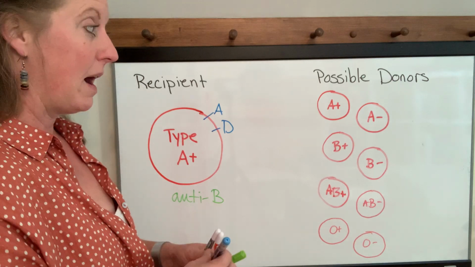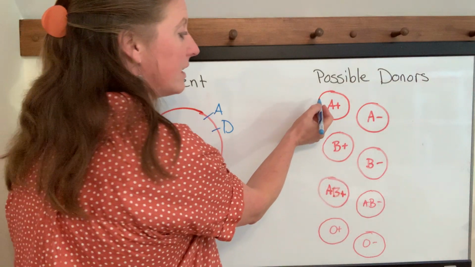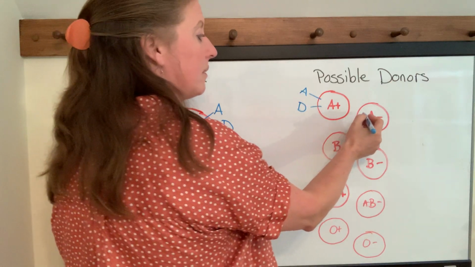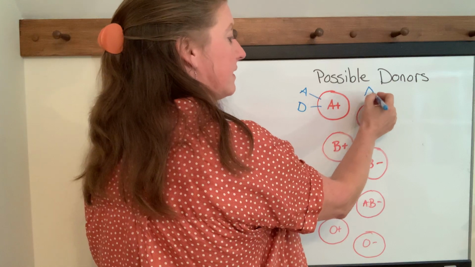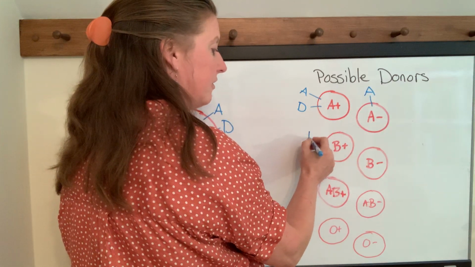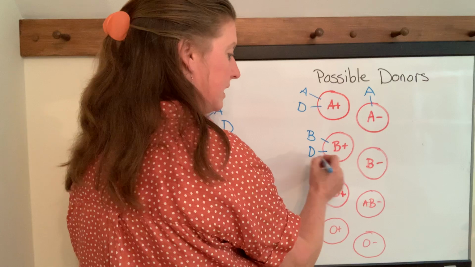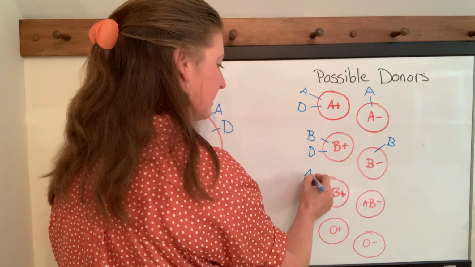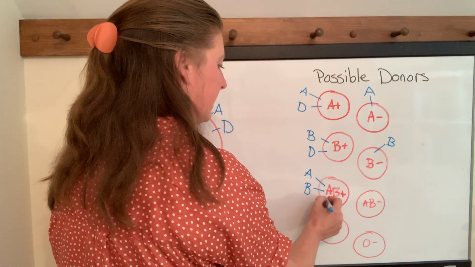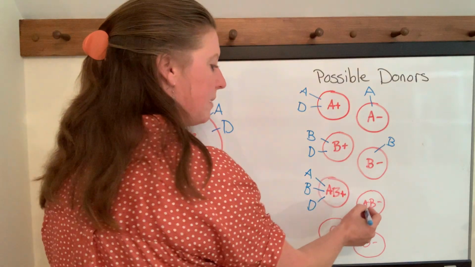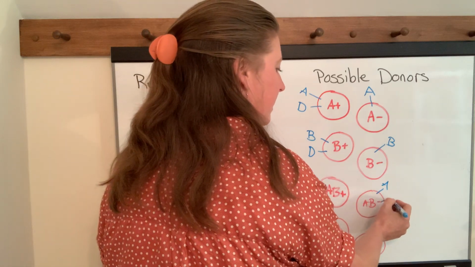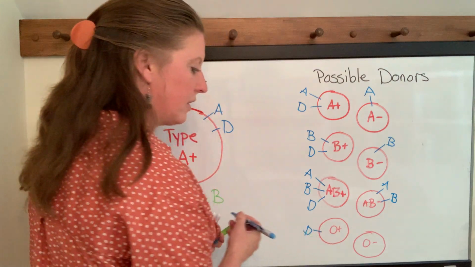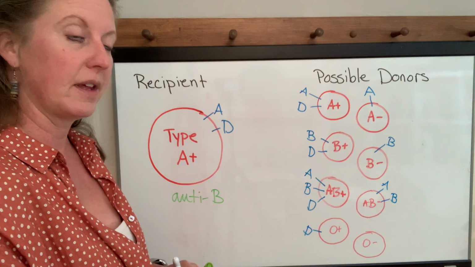Now let's look at our possible donors. All right, someone with A positive blood has an A and a D. Someone with A negative blood just has an A. B positive has B and D. B negative just has B. AB positive has A, B, and D. AB negative has A and B. O positive has the D antigen, and O negative has absolutely nothing.